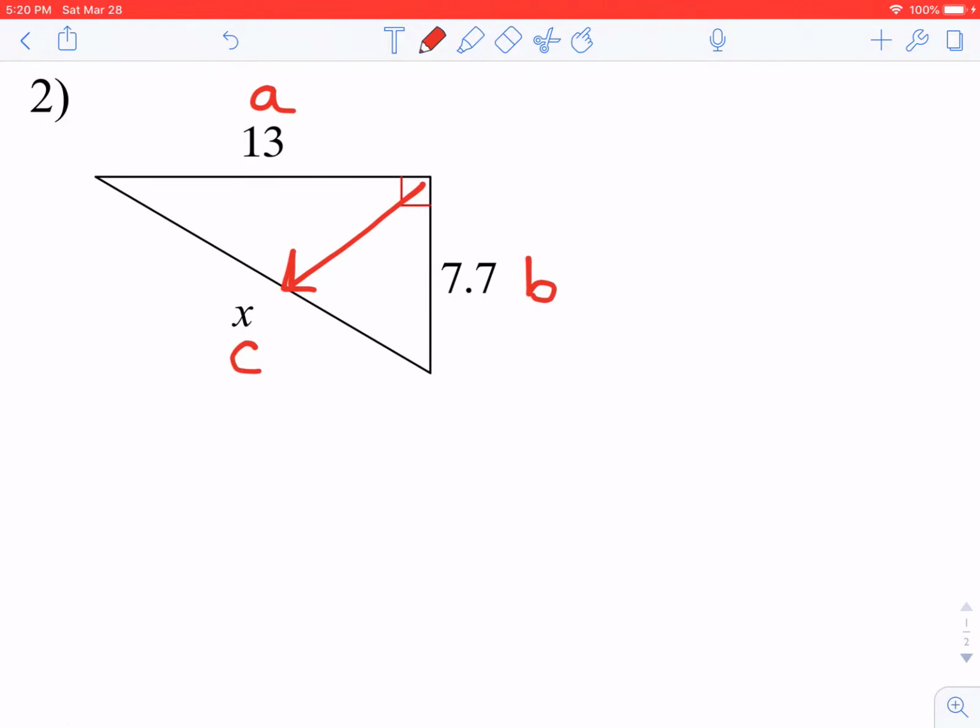The next thing I'm going to do is write my theorem. A squared plus b squared equals c squared.